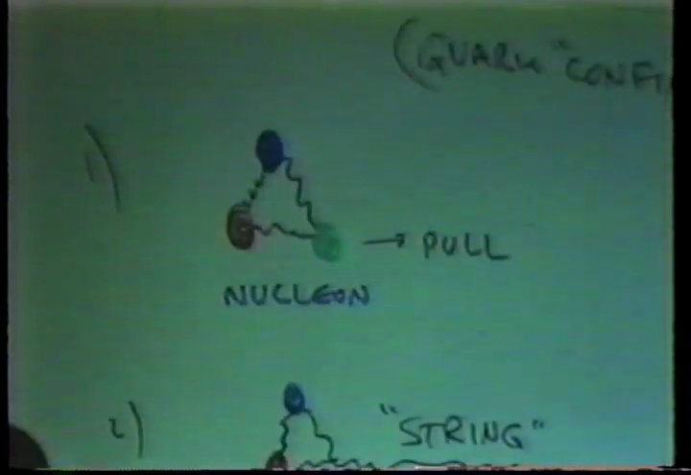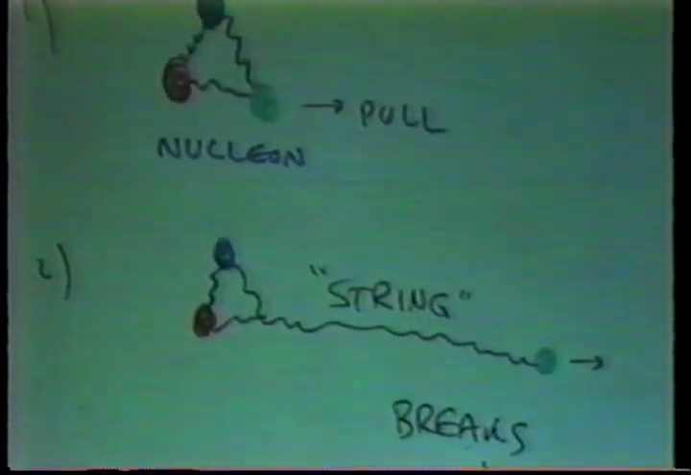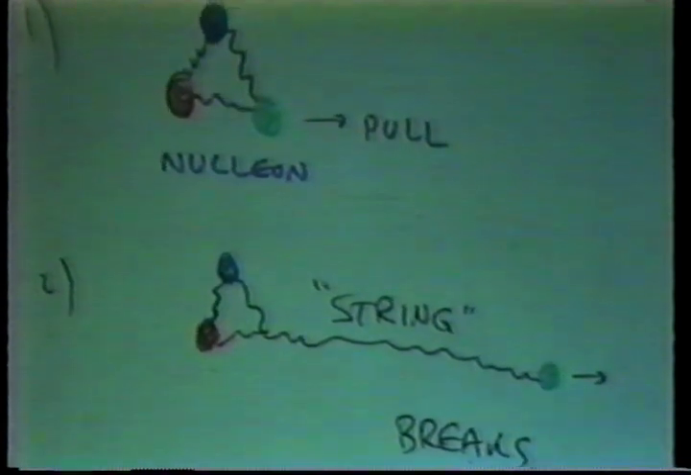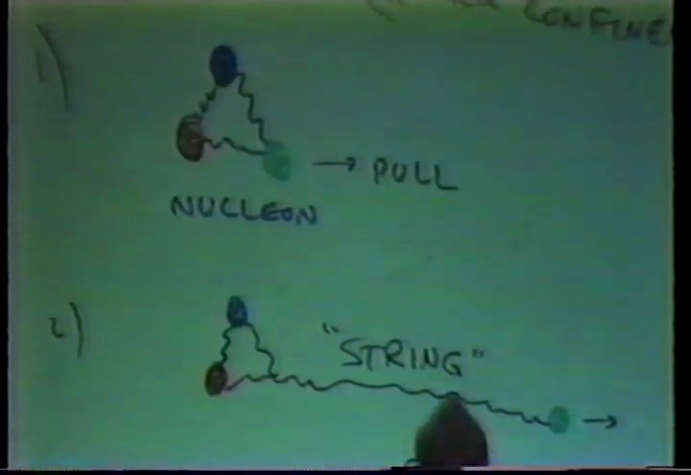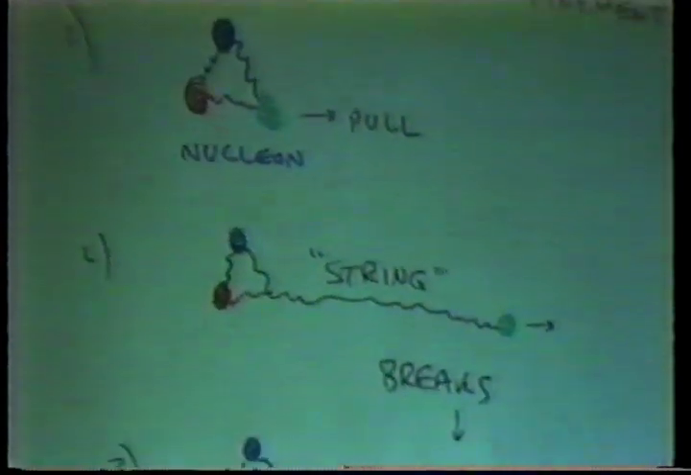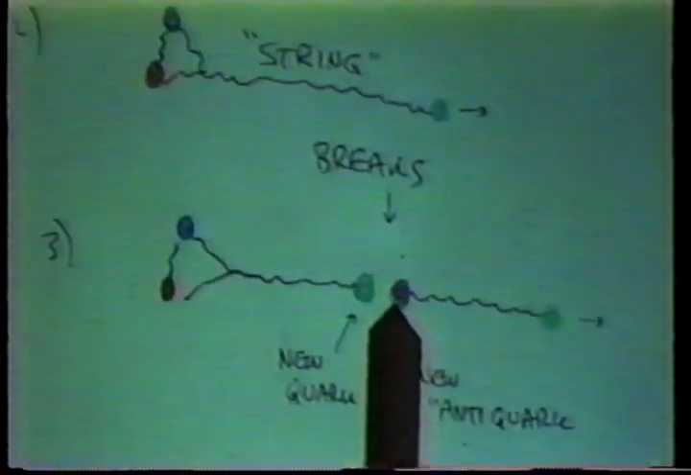You start to pull. Okay? You pull and pull and pull, and it's sort of held behind by these gluons. Think of the gluons almost like rubber bands. What happens if you pull a rubber band far enough apart? It breaks. But it doesn't break. It breaks over here, but the way it breaks is it forms a new quark and a new antiquark here.